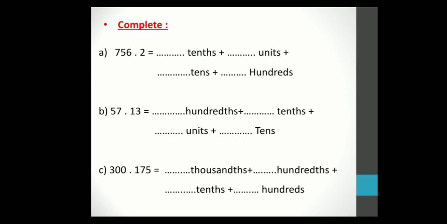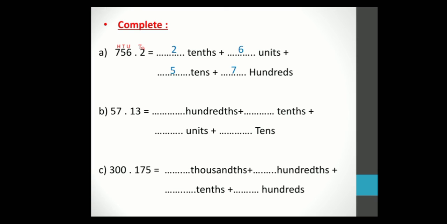Now I can read the number as letter A. I can read the number as 756 and 2 tenths. So we ask, which number is in tenths? Yes, it's 2 in tenths. First I put the places: units, tens, hundreds, and the first number after the point is called tenths. So which number is in tenths? Yes, it's 2. Units we have 6. Tenths we have 5. And hundreds we have 7.